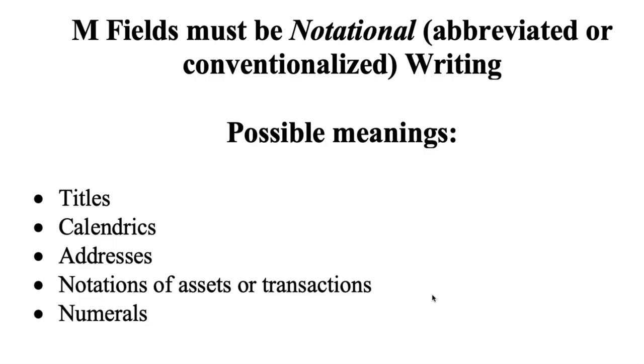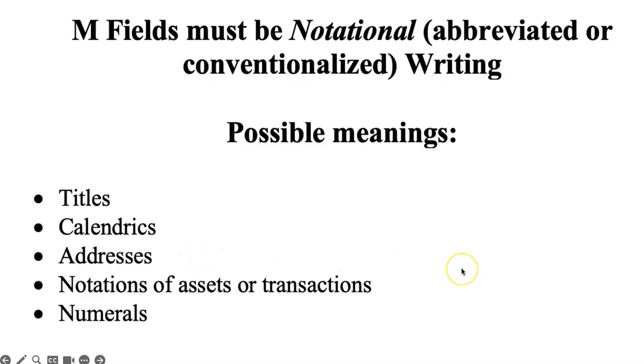So the fact that M fields must be notational kind of means that we can narrow down their possible meaning to pretty much what we see down below. Okay, so titles, in English, Mr. and Mrs. and things like this. In Spanish, señor and señora, and this kind of thing is very common to abbreviate titles. So that's one possible context in which notational writing is used. Another is calendrics, meaning calendar dates. Another is addresses, meaning physical addresses of places.